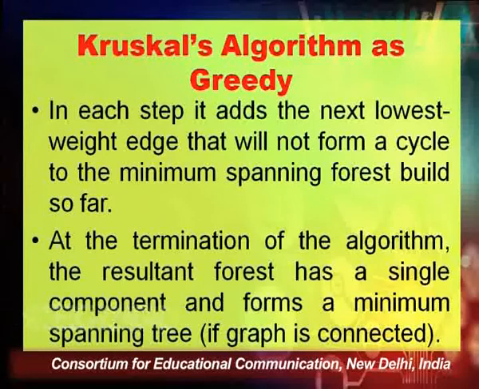We can say forest also, because the intermediate results can be disconnected, but the final result will be a tree. Because ultimately we will end up with v minus 1 edges in that spanning tree. So, v minus 1 edges in a tree means it will be connected, but at the intermediate steps it could be a forest.